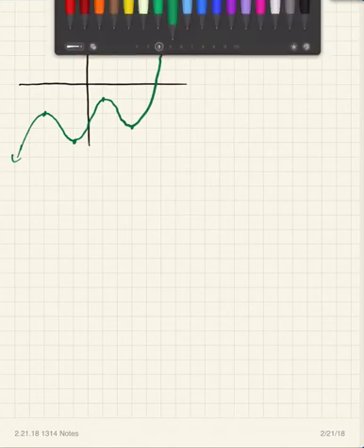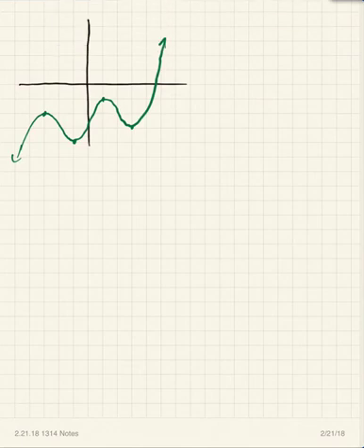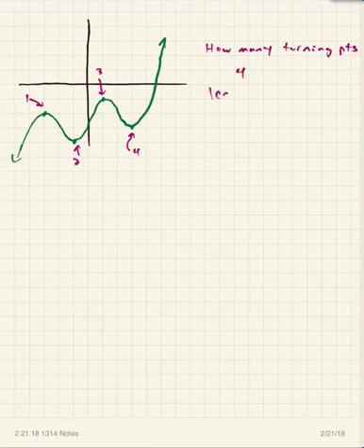So how many turning points? 4. Okay, so let's see. Anne-Marie said 4, so let's count them. So there's 1, there's 2, there's 3, and there's 4. Very good. So 4 turning points. And so the least degree for this graph would be? 5. Yeah, good. The least degree would be 5. It has to be at least a degree 5 polynomial.